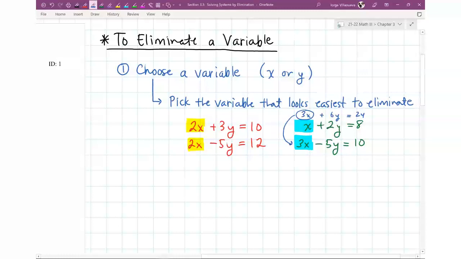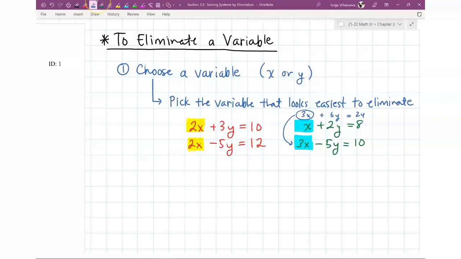But you're going to have to choose which letter you want to get rid of. There is no wrong choice, but it may make your work a little bit tougher if you choose the variable that is a little tougher to eliminate. But it doesn't mean you can't get the right answer. You can always get the right answers. You may just have to do a little bit more work. So it's always important that you pick the variable that's easiest to eliminate.